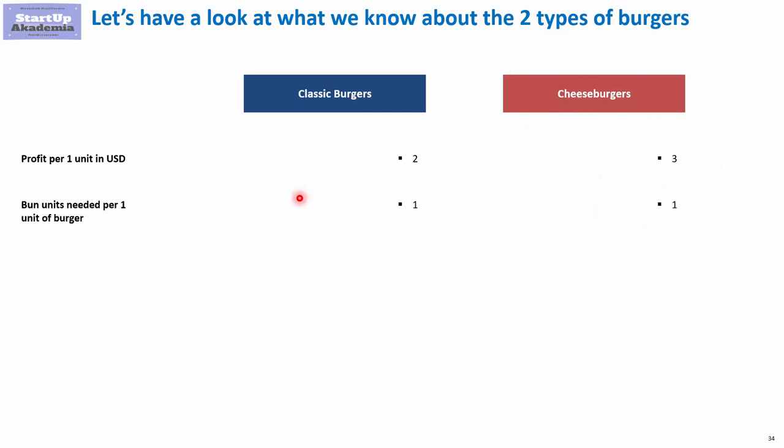When it comes to the resources we need, we obviously need a bun to create the burger. In both cases, we just need one bun per burger. In the case of meat, the classical burger will have more meat, so we need 2 units of meat and 1 unit for the cheeseburger. And finally, we've got the cheese. We assume that in the classical burger there's no cheese, and in the cheeseburger there's 1 unit of cheese per burger. We also have the following limitations. First of all, we have just 10 buns, we've got 20 meat, and we've got 10 pieces of cheese.